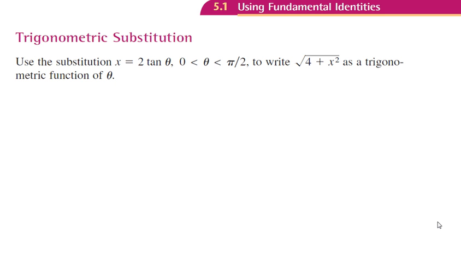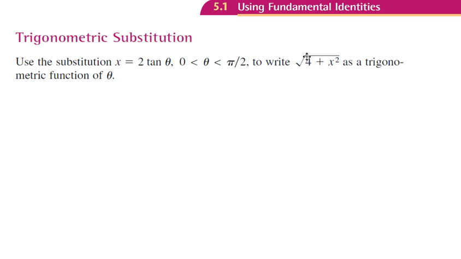What we're going to do now is use the substitution x equals 2 tangent of theta, where theta is in the first quadrant. And we're going to write the square root of 4 plus x squared as a trigonometric function of theta. Because right now this is a function of x, because it has x in there. So we just want to substitute x for 2 tangent of theta, simplify it, and then it's going to be now a function of theta.